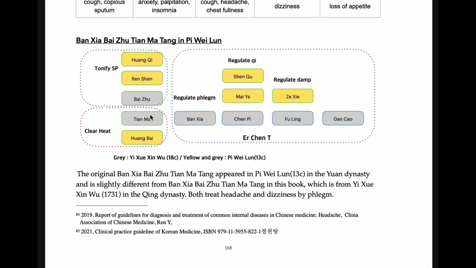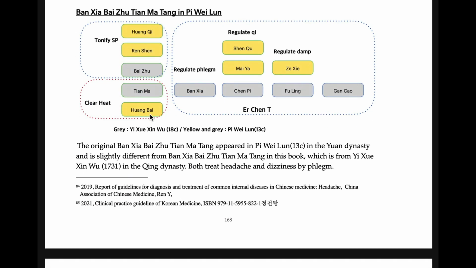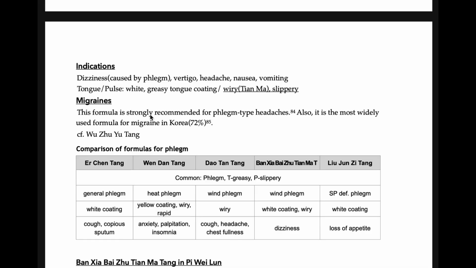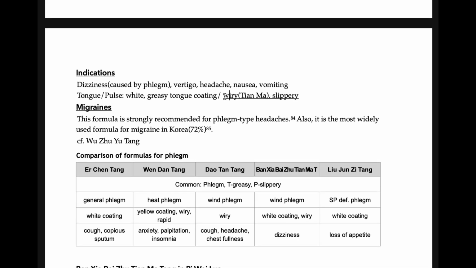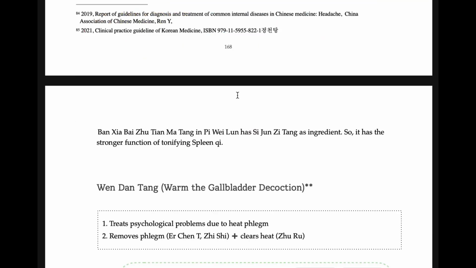So what are the keywords? Dizziness and spleen deficiency symptoms and wind symptoms. And there's something weird about this pulse, so you need to memorize this one too. Wiry. Slippery, of course you can get it because it is phlegm. But considering Tianma, the board examination can give you wiry pulse as a right pulse too. So it is kind of not that intuitive. Memorize it. Banxia Baizhu Tianma Tang treats wiry pulse too.